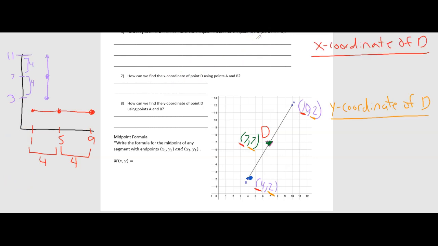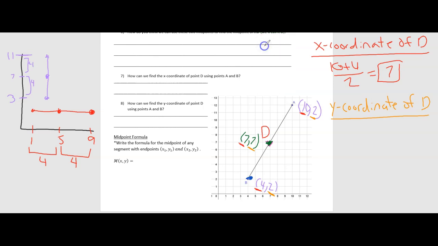All right, so if I'm looking at the x-coordinate of D and trying to get 7 from 10 and 4, well, if I subtract 4 from 10, I get 6. So that's not going to work. If I multiply them, I get 40. If I add them, I get 14. But 14 has a relationship with 7. If I divide 14 by 2, I'm going to get 7. So let's think about that. 10 plus 4 divided by 2 is going to give me 7. And that works. That gives me the x-coordinate.